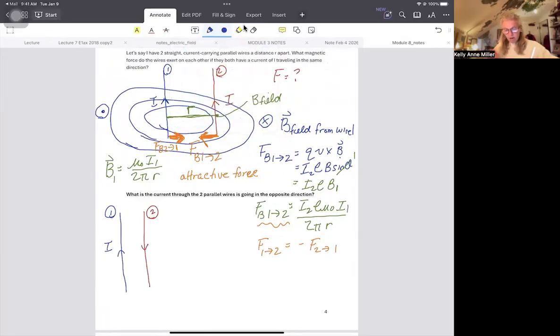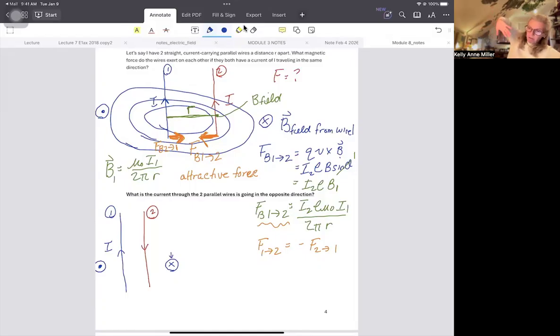I'm going to draw the magnetic field from wire 1. My thumb is pointing up. The magnetic field from wire 1 is going into the page on this side of the wire and out of the page on this side of the wire. So wire 2 is going to feel this part of the magnetic field, the part that's going into the page.